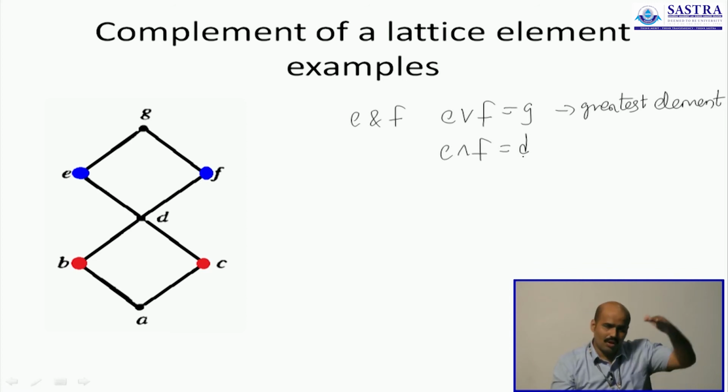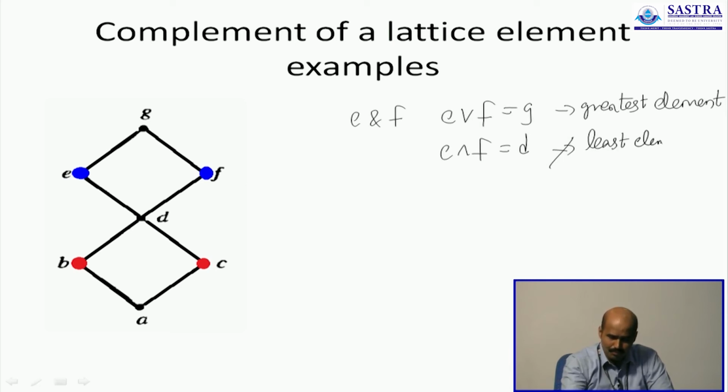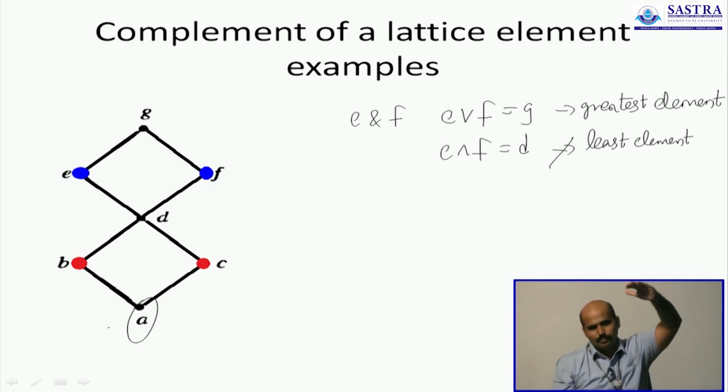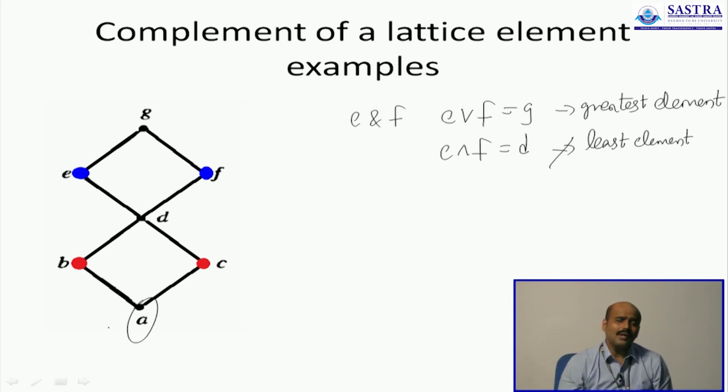The greatest of all, the one lower bound that's strategically placed at a higher position among all lower bounds A, B, C, D is D again. So the greatest lower bound is D, but that's not, unfortunately, the least element. The least element of this lattice turns out to be A, because A is positioned at the bottommost part of the Hasse diagram. So A is the least element, that's not the GLB of E and F, and therefore E and F are not complements of each other, because their GLB is not the least element.